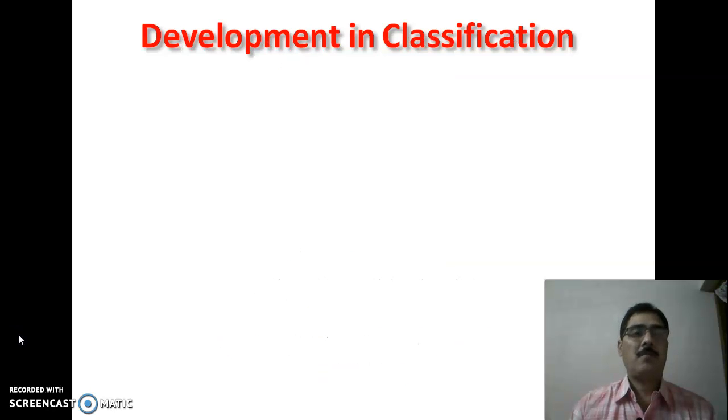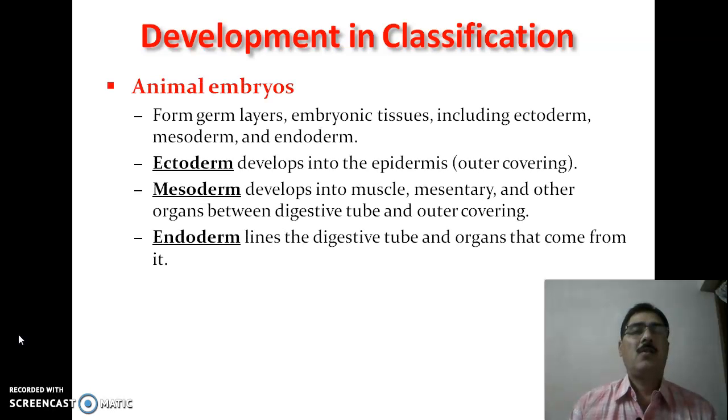Now, the development in classification. What do you mean by the animal embryos and the germ layers? In the case of animal embryos, they form germ layers, embryonic tissues including ectoderm, mesoderm and endoderm. These are the three germ layers.